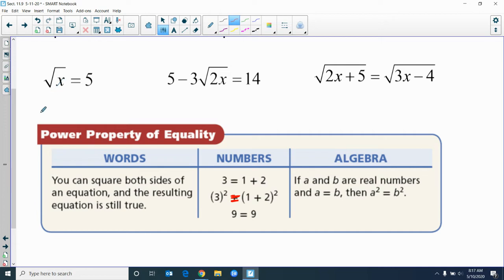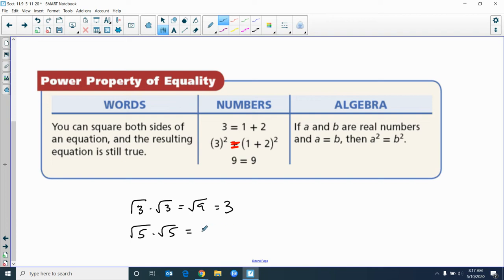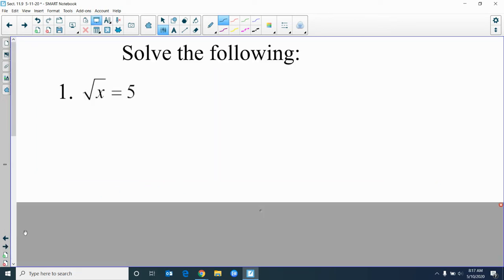That's how we do that because of the properties that, and this is important, we went over before, like square root of 3 times square root of 3. That's square root of 9, but that's just 3. Square root of 5 times square root of 5 is going to be 5. So basically, if you square the square root of 5, you get back 5, which means if I have the square root of x squared, I get back x. It's always going to be the case. And this is how we're going to solve these.